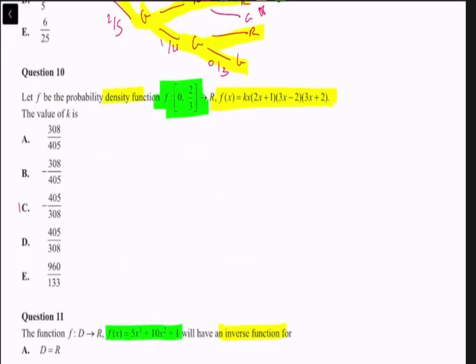The probability density function is this. So the value of k: if it's a probability density function, then we know the integration of it over its domain is going to be equal to 1. So you just do that for this and solve for k, and you should get C.